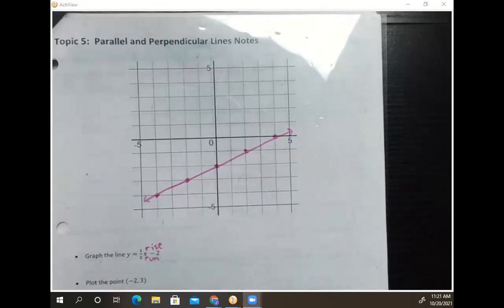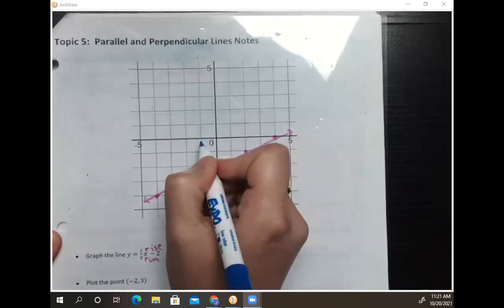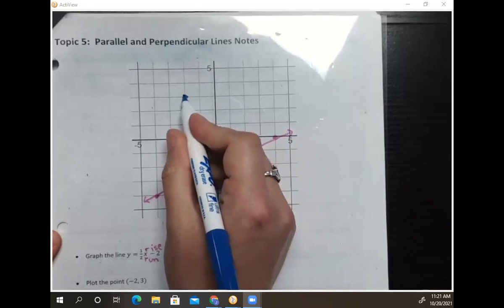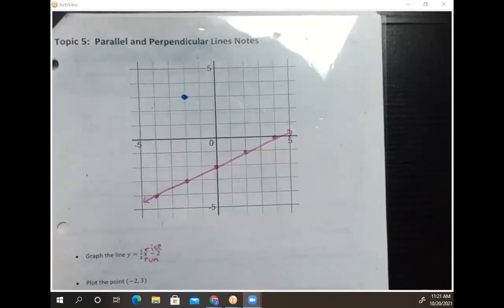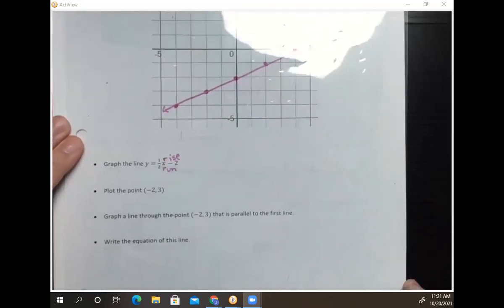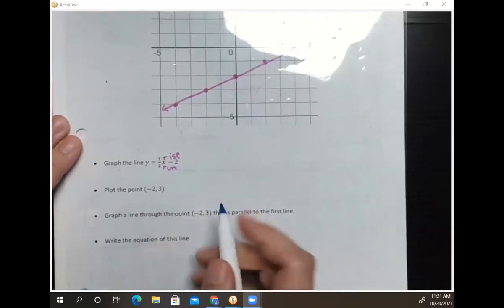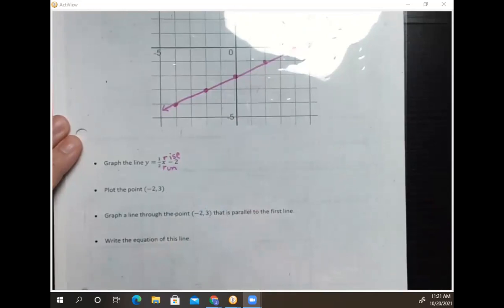The next thing my directions ask me to do is plot the point -2, 3. So -2, 3. I'm going to go ahead and plot that point. And then I want to graph a line through the point -2, 3 that is parallel to the first line. What does it mean for two lines to be parallel? What does parallel mean?